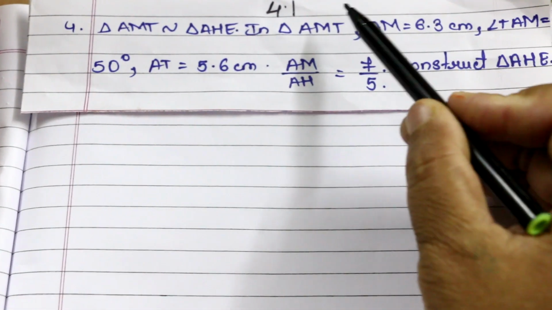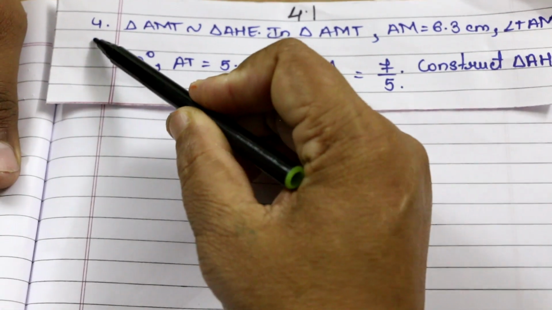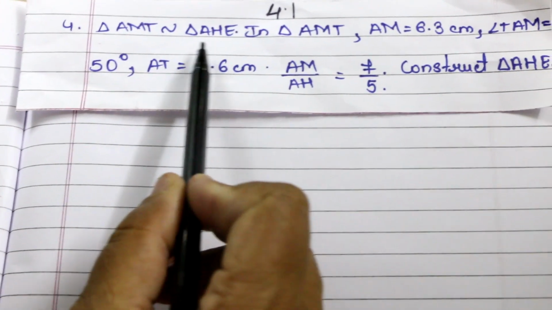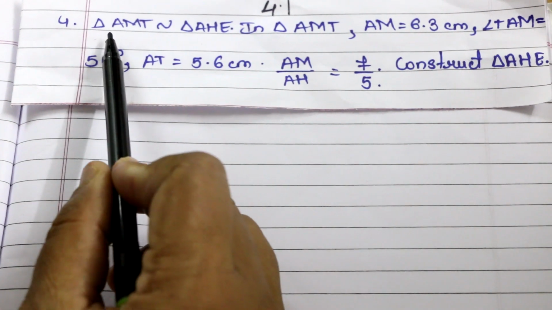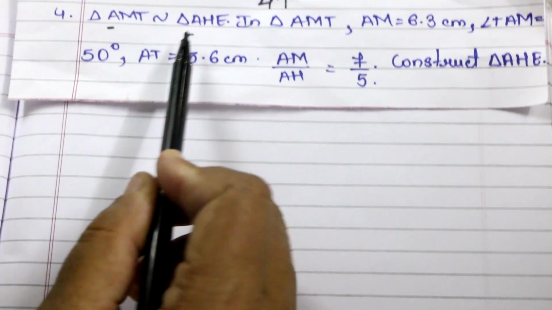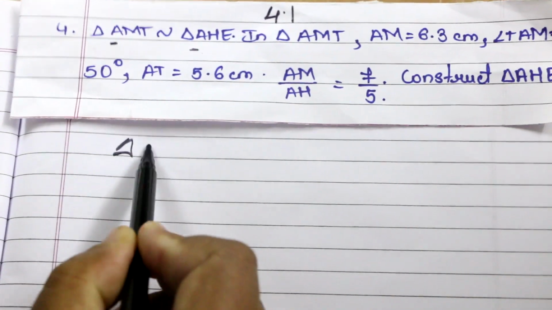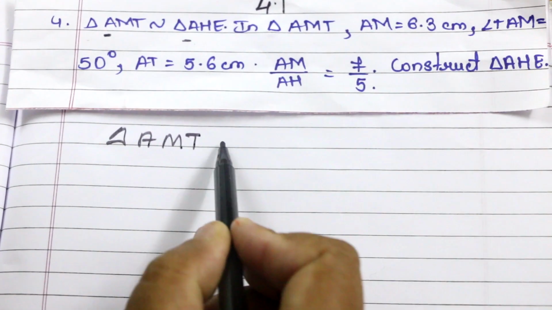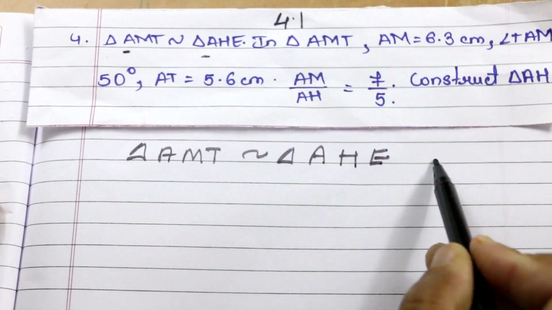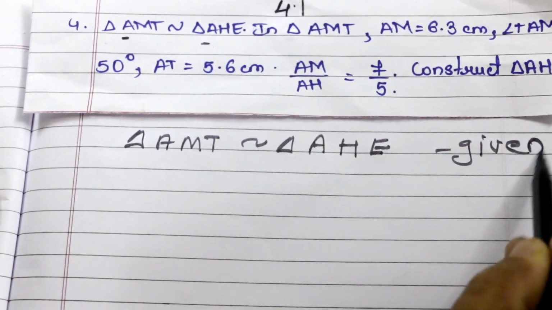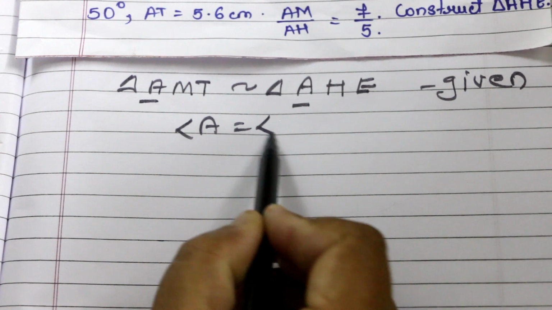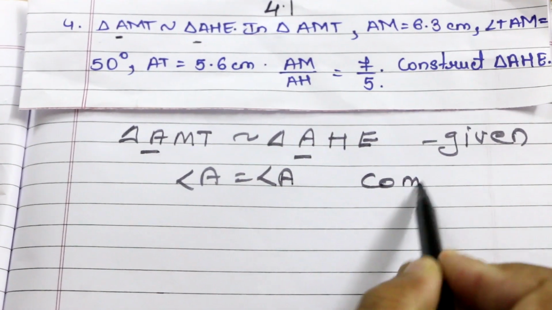Children, now we have exercise 4.1, last question. In this, let us see. Triangle AMT is similar to AHE. Here A and A means a common angle. Two triangles are similar: triangle AMT similar to triangle AHE. Reason is given: angle A is equal to angle A. So these are common angles.